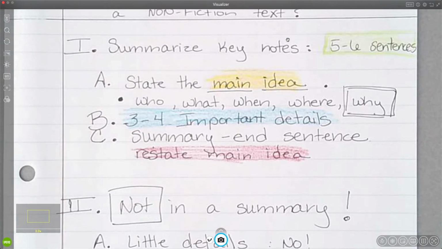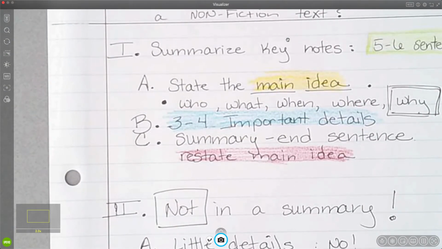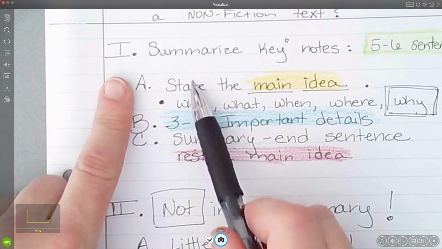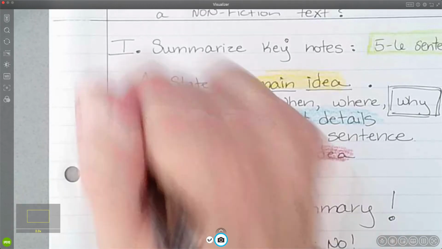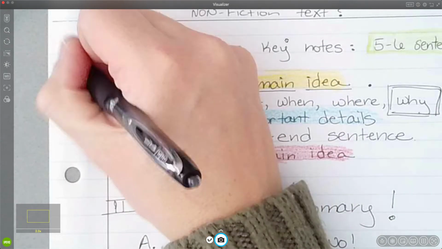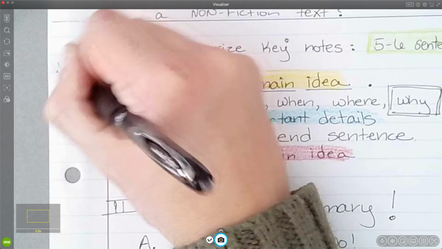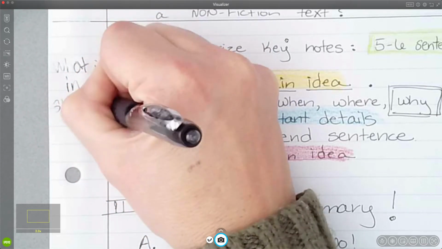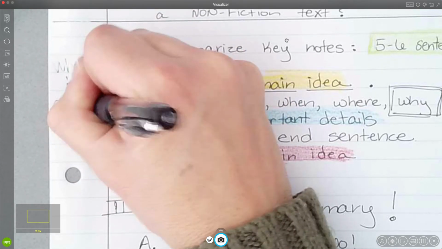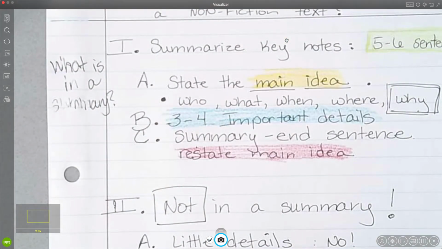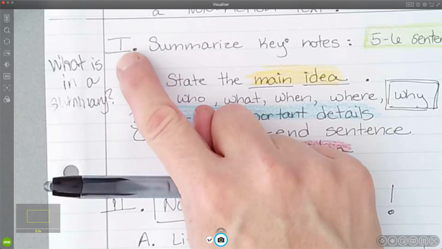All right, students, now that you have your notes, we are going to write some questions on the side. So if we were to look at Roman numeral 1, the question would be, what is in a summary? So we are going to write on the side, what, oh, I have kind of a tricky paper here. What is in a summary? Question mark. You're going to have to kind of work with me on this. Okay, what is in a summary? That goes with Roman numeral number 1.